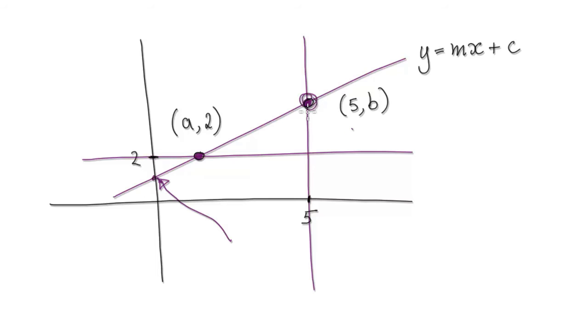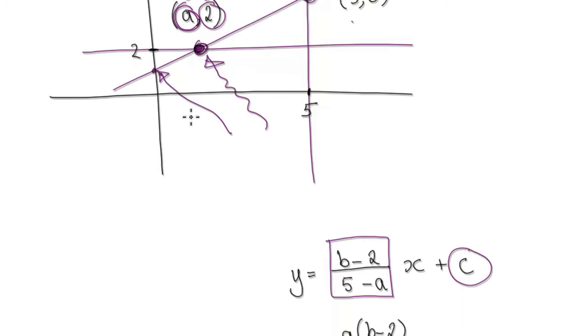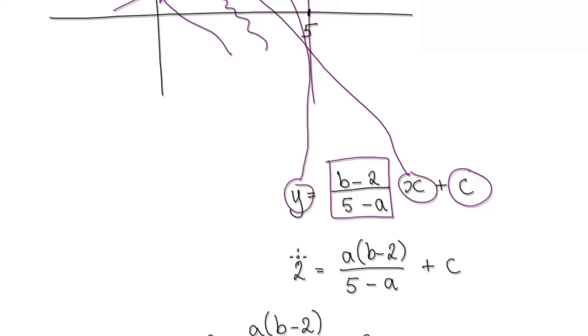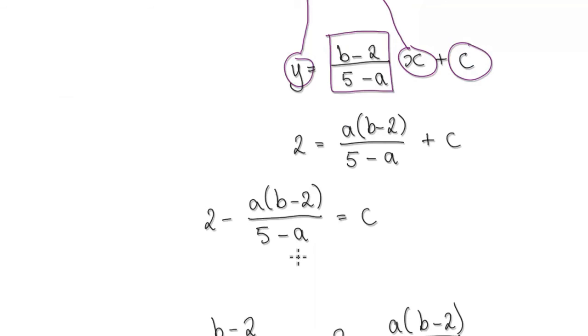We can select this point, or we can select this point. It doesn't matter which point you select. Let's randomly choose this one here. So this is an x component, this is a y component. So let's put this into the x and put this into the y. So putting a into the x and putting the 2 into the y will then give us this.